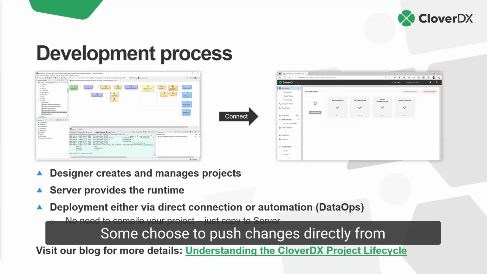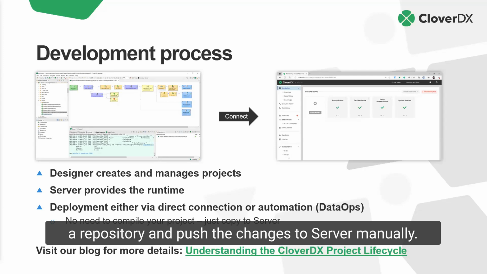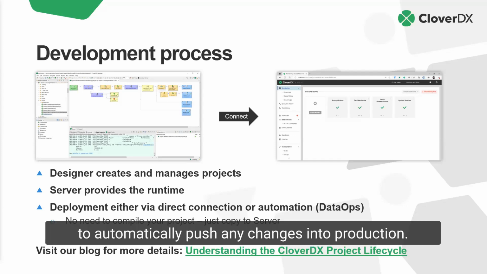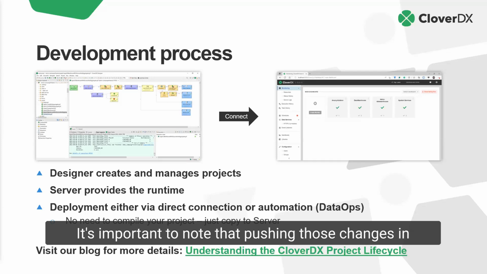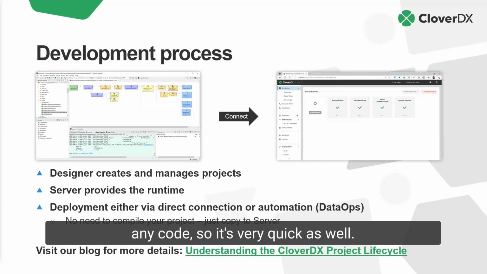Some choose to push changes directly from Designer into Server using the user interface. Others simply get the latest version of the project from a repository and push the changes to Server manually. And finally, we even have other users that use continuous integration tools like Jenkins to automatically push any changes into production. Regardless of how you push those changes into your production environment, it's important to note that pushing those changes in Clover is very easy and doesn't require compiling of any code, so it's very quick as well.